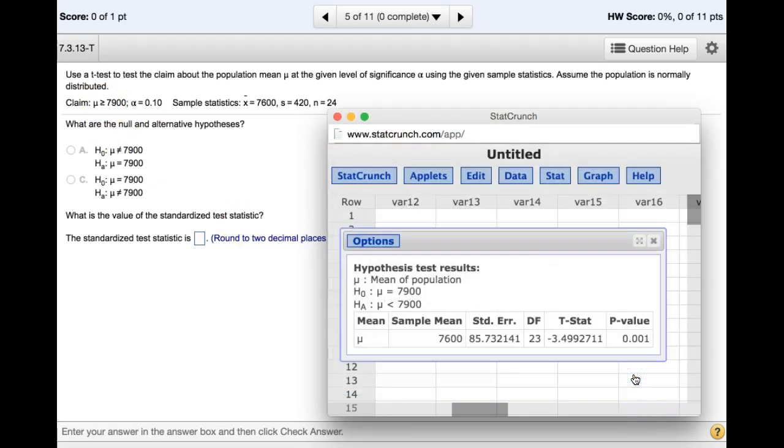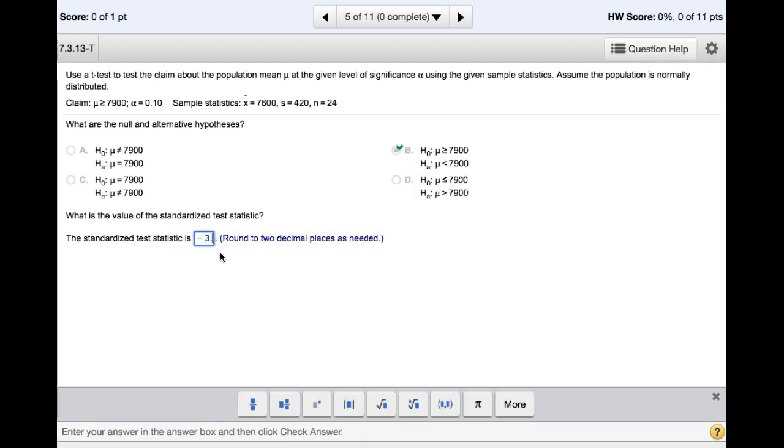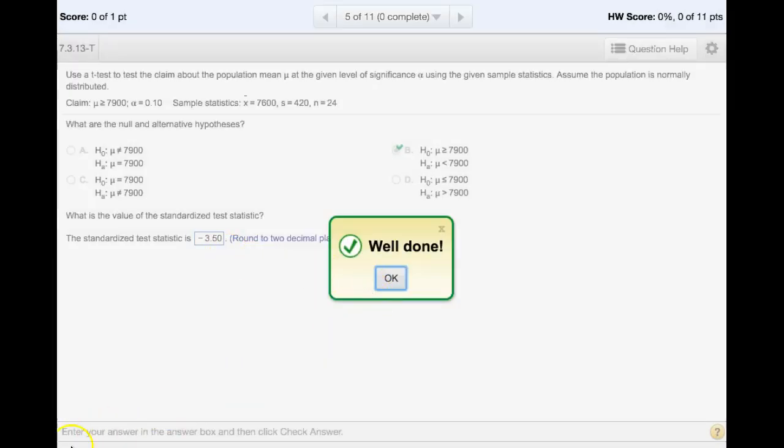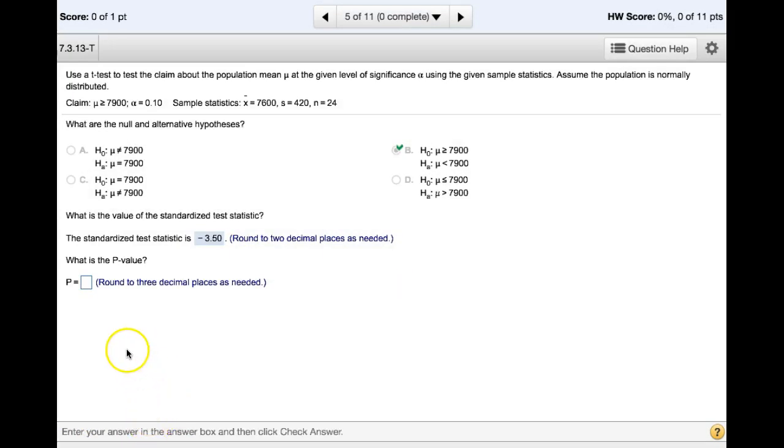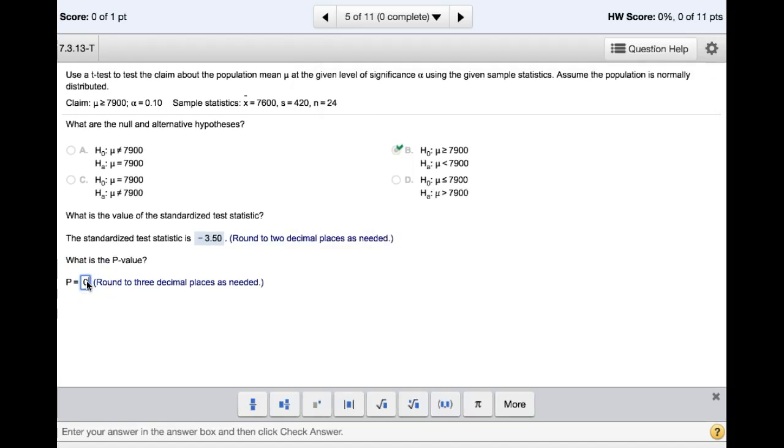And so now we compute, and we see that we have our test statistic of about negative 3.50 if we round to 2 decimal places. So let's go ahead and type that in. All right, so now we need to know what the p-value is. For our p-value, we see that we have this value of 0.001, so that should be it. So let's go ahead and check and see if that actually works.